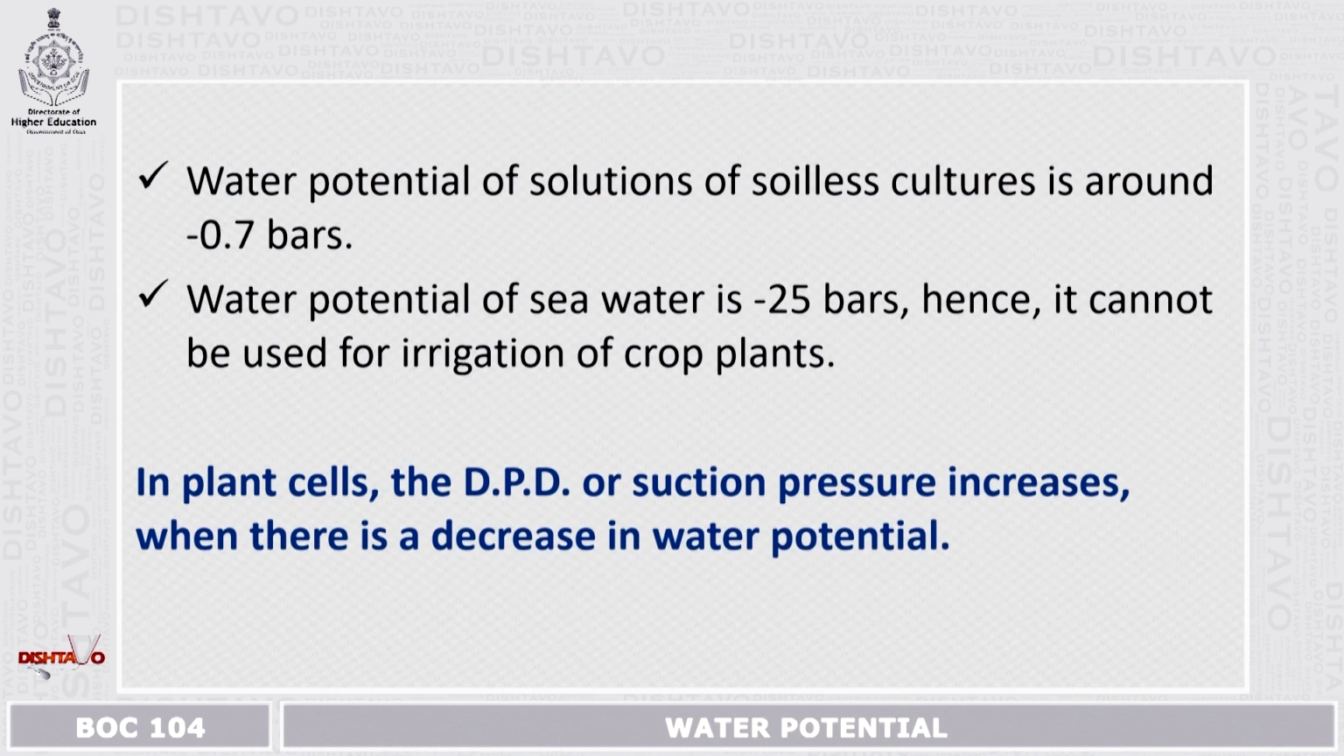Now, the water potential of solutions of soilless culture is around -0.7 bars, and the water potential of seawater is -25 bars. Hence, it cannot be used for irrigation of crops. Why is it so? Because the water from the plants will be coming out of the cells into the soil because of the lower water potential in the soil which is having seawater. So, in plant cells, the DPD or the suction pressure increases when there is a decrease in the water potential.